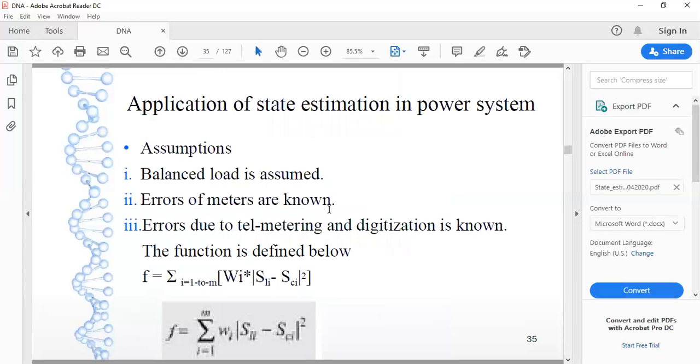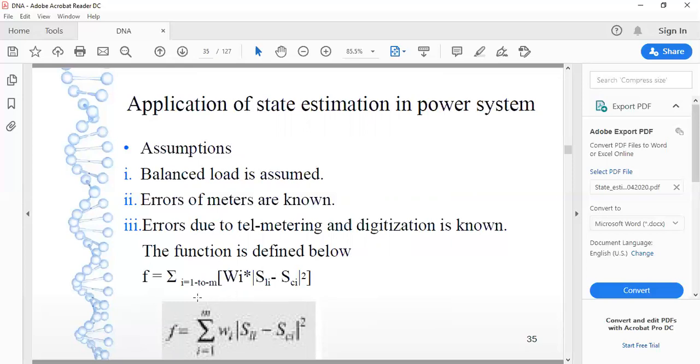Now let's discuss the most awaited thing: how we can apply state estimation in a power system. For that we have to make a few assumptions. First, we assume that the load is balanced, meaning the load connected at every phase is equal. Errors of meters are known, as well as telemetering error and digitization error. Hence by the second and third assumptions, the weighting factor is known to us, or it is easy to calculate the weighting factor for each measured variable or instrument.